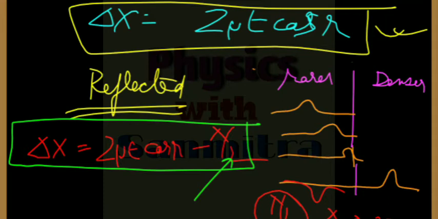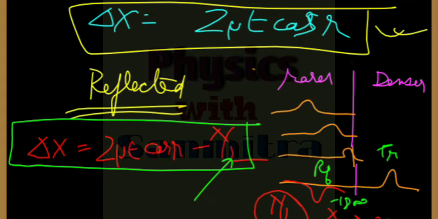Okay, there are two parts. One is transmitted and another is reflected. So this reflected wave will have a phase difference of 180 degrees, or a path difference of lambda by 2 with respect to the transmitted wave.